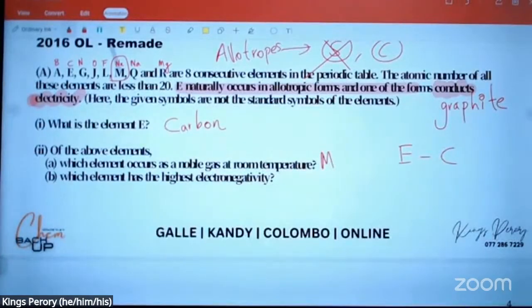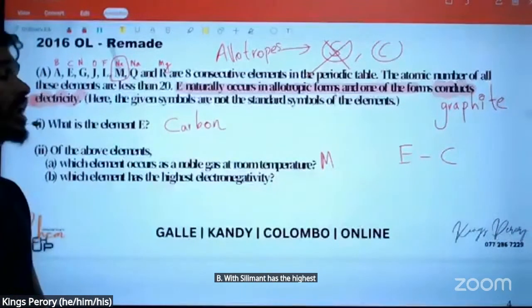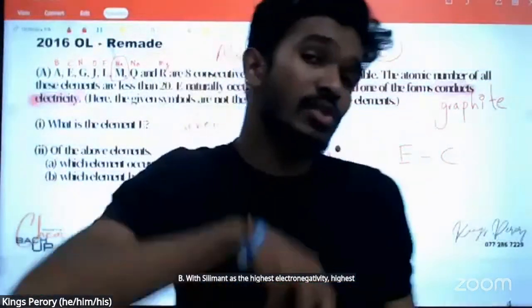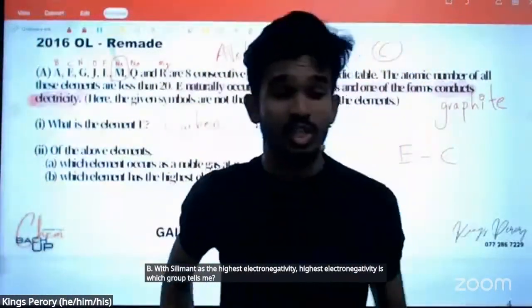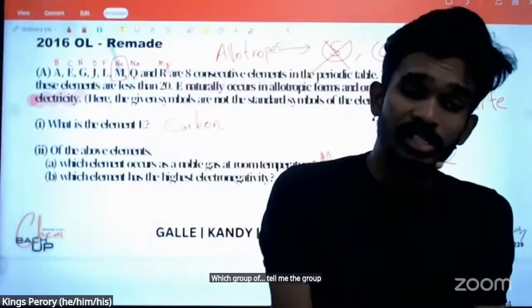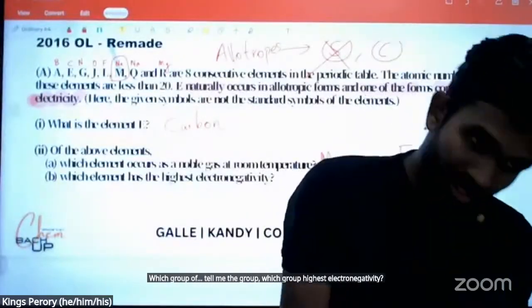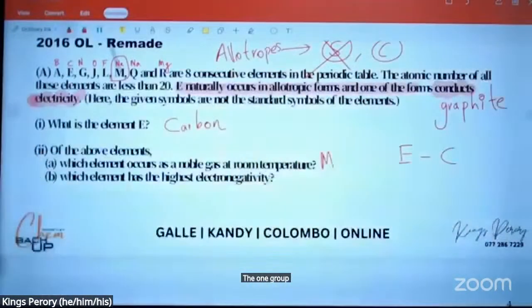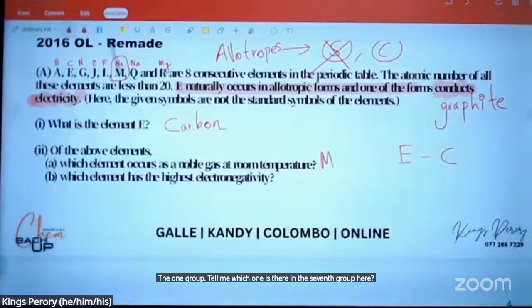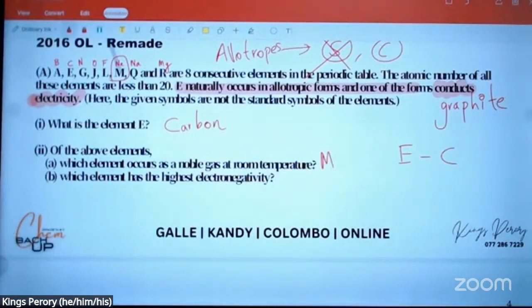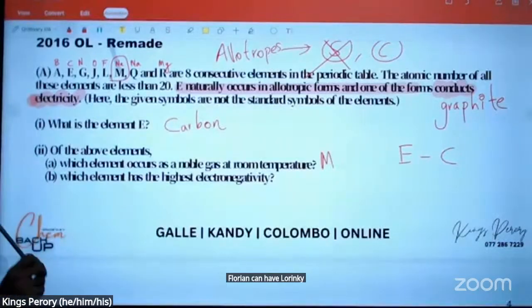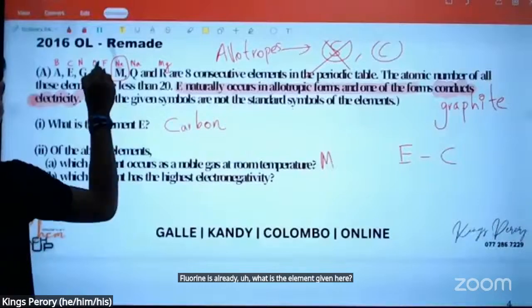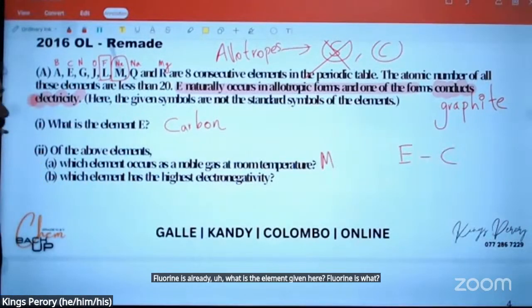Which element has the highest electronegativity? Highest electronegativity is which group? First tell me the group. Seventh group. Tell me which one is there in the seventh group here? Fluorine. What is the element given here? Fluorine is L.